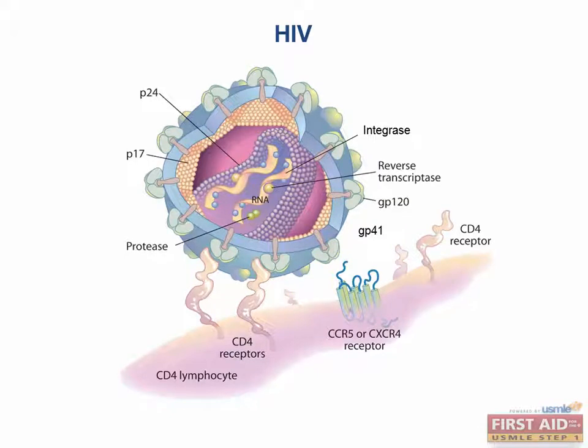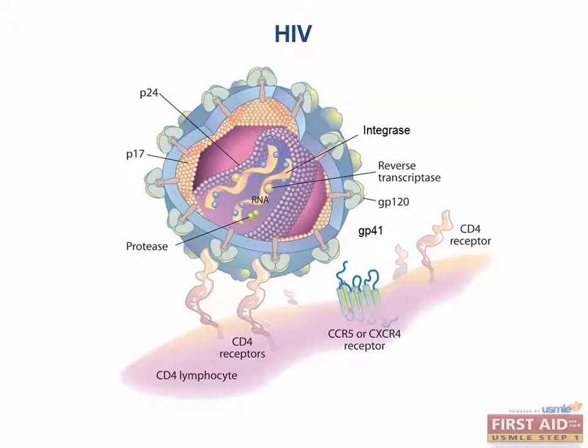Now we're going to move on to discuss one of the most important and highly tested viruses on Step 1, the human immunodeficiency virus, also known as HIV. Do you remember what kind of virus HIV is? It is an RNA retrovirus. Very good. Do you remember the other clinically important RNA retrovirus? HTLV.